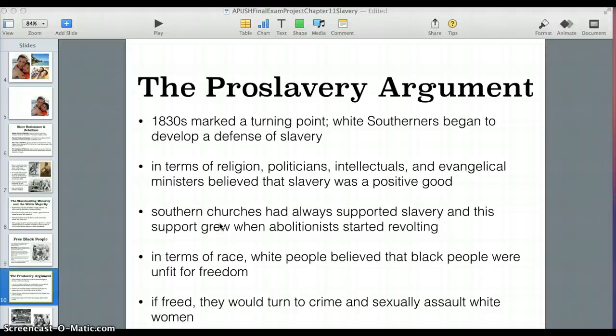The most common defense of slavery was the racial argument that black people were unfit for freedom. White people alleged that black people were naturally lazy and inherently inferior to white people. If they were freed, they would turn to crime and sexually assault white women.